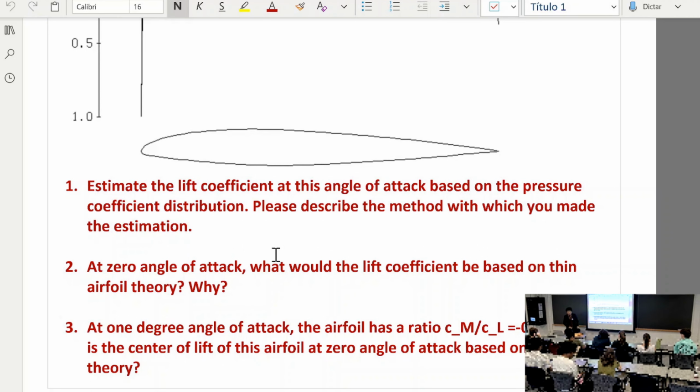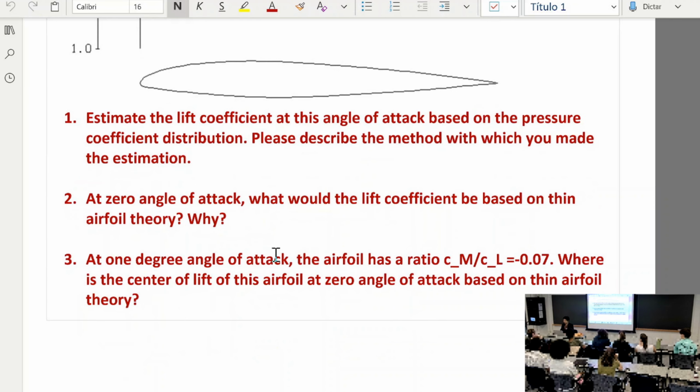At 1 degree angle of attack, the third question, the airfoil has a ratio of moment coefficient over lift coefficient of minus 0.07. Where is the center of lift of the airfoil? Not at 1 degree, but at 0 degree angle of attack. Okay, so I think I'll hold off the answer to this question before we actually explain thin airfoil theory. All right, okay, so let's actually dive into this.